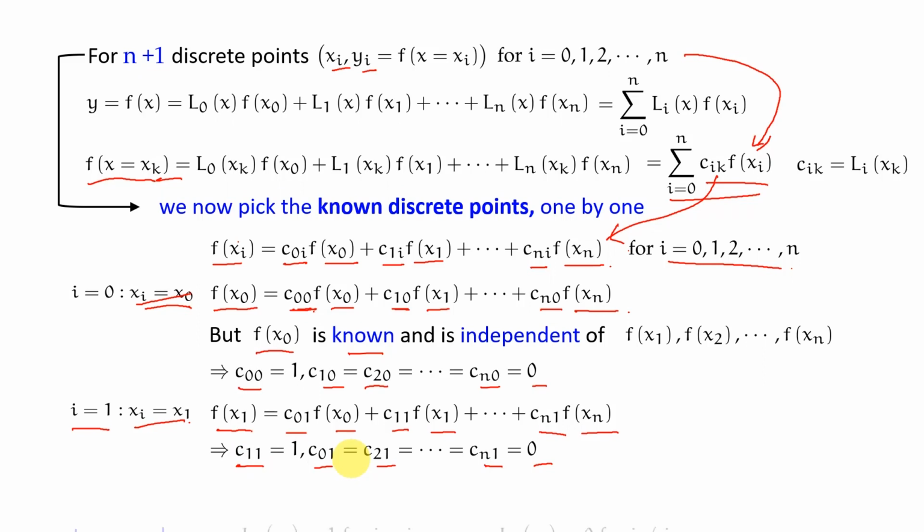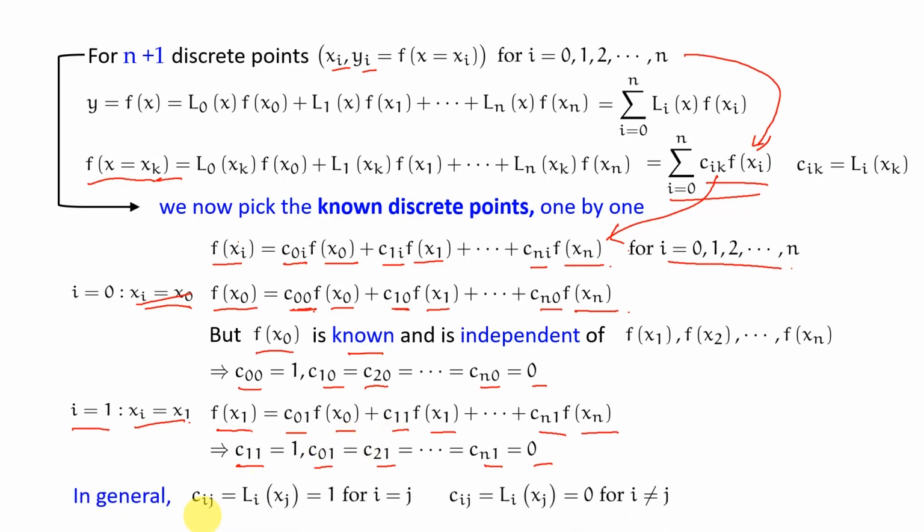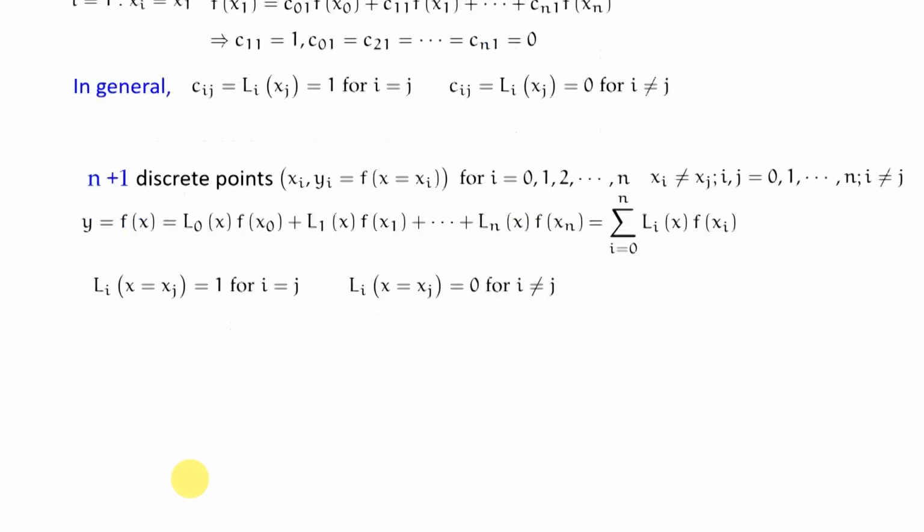Now we can generalize this, and we can write that cij, which is Li(xj), will be 1 for i equals j, and cij, that is Li(xj), will be 0 for i not equal to j. This is very important now, and we have to work on this for some time.